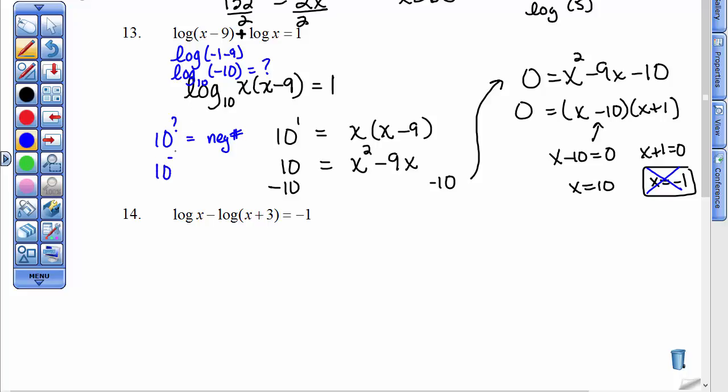It doesn't matter what power it would be. 10 to a negative 3 is still a positive number. 10 to 0 is 1. 10 to the second power is 100. So it doesn't matter. 10 to a power is always positive, never negative. So if you get an answer that's negative in your two solutions and you go to check it, you've got to know that if you take a log of a negative 1, it's going to blow up, or the log of a negative 10, it's going to blow up. So the only answer for this problem is x is equal to 10.